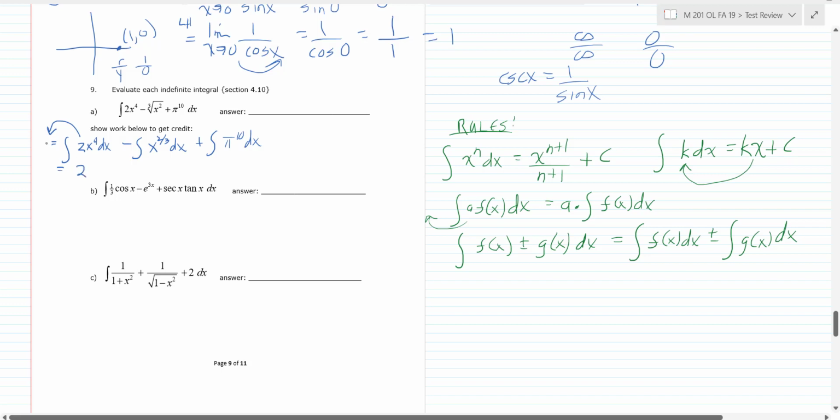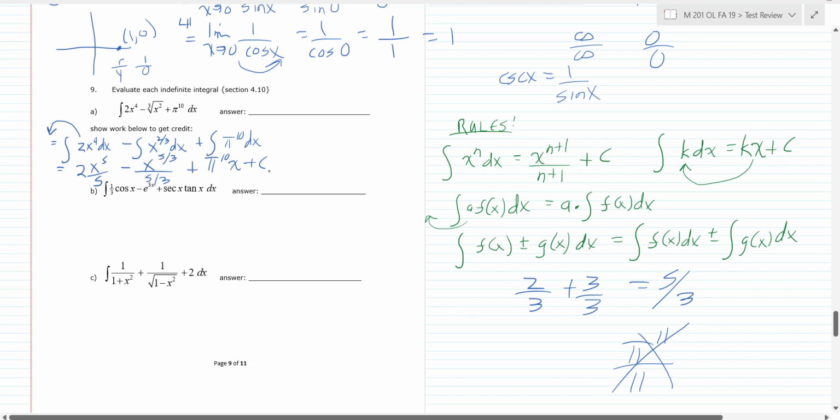2 is a constant. That'll come out of the integral. Just write it down. Add 1 to the exponent. That's x to the 5th over 5. Do the same thing here. Add 1 to the exponent. You're doing 2/3 plus 1, so that's 5/3, and you're going to divide by that result. This is a constant. You're not going to say pi to the 11 over 11. No, because pi is not a variable. That's a constant. So that is pi to the 10th x, and then plus c.